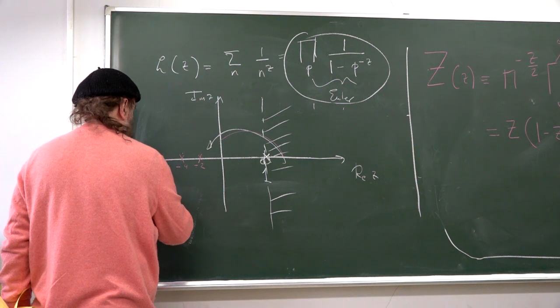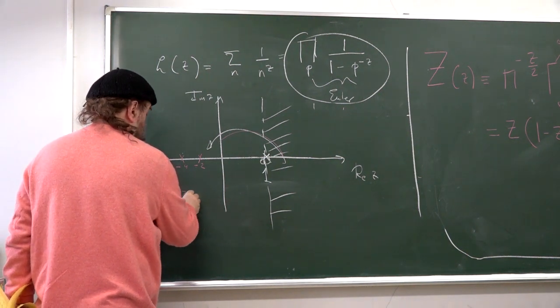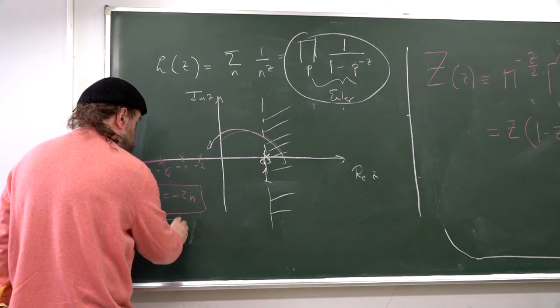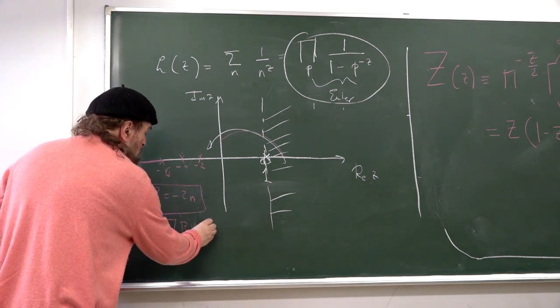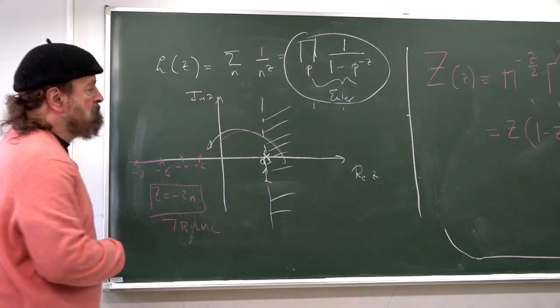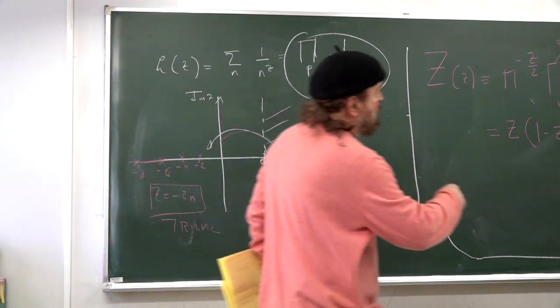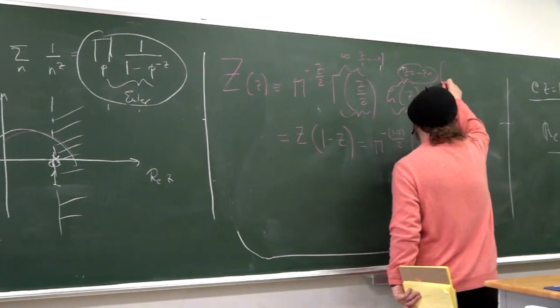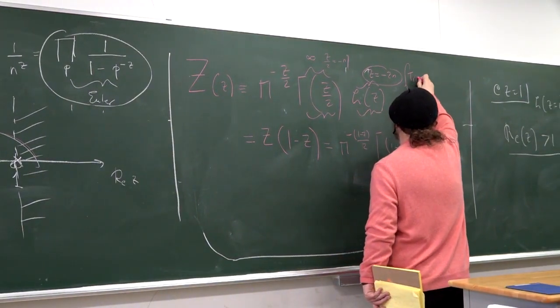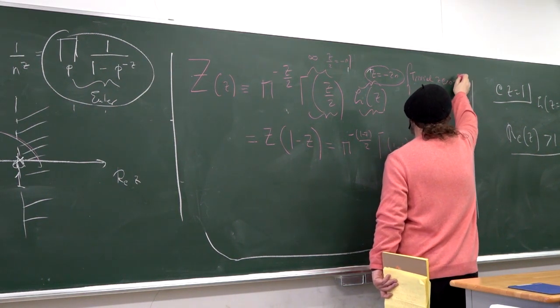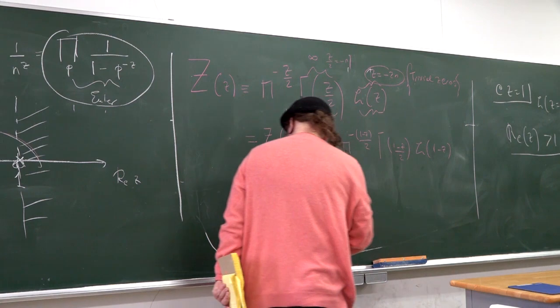Okay, so these are the trivial zeros. Okay. Now there are other zeros which are not here. These are the trivial zeros here. These are trivial zeros of the Riemann zeta function. Okay.